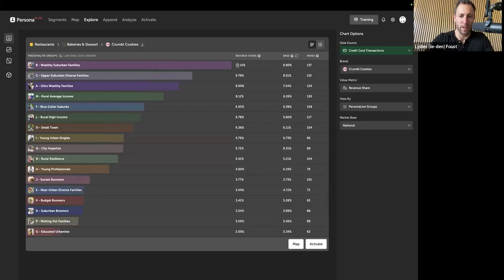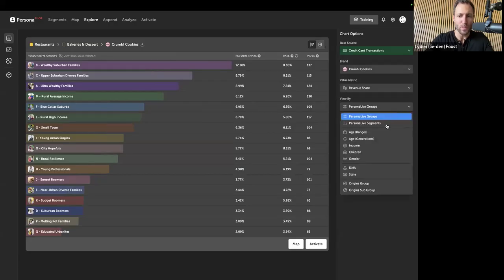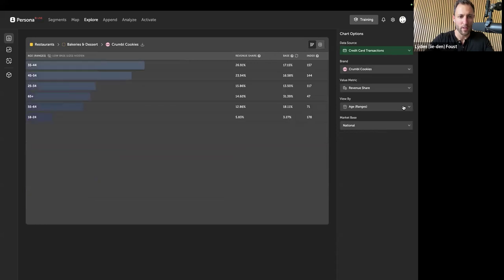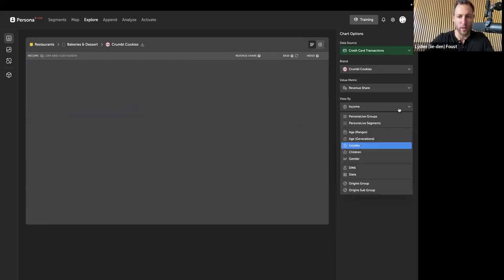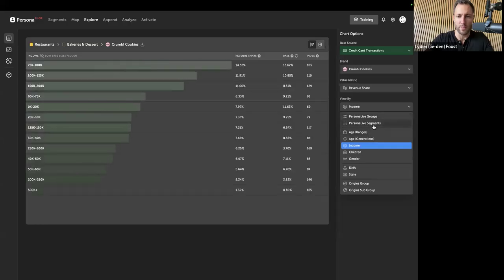All right, yeah, 12% of all Crumbl's revenues come from ultra wealthy families, and then upper suburban diverse families, and then ultra wealthy families. So those are the top three segments. And I can look at this a number of ways. I can look at it based on penetration, which is percent purchased, or their average yearly spend, or their frequency. But I think revenue share is going to be really relevant here. And I can also do this based on age ranges or income ranges. But for the purposes of this, we're going to do the persona life segments.